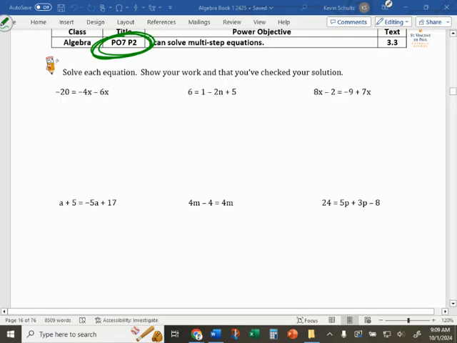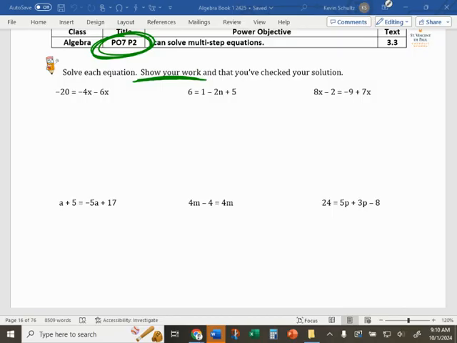Just the first page of PO7 part 2. There are 12 equations on there. Some of them are combining like terms, some are distributive properties, some are variables on both sides. Your work must be shown. If you do not show work, you do not get credit on this assignment. So make sure you show work.